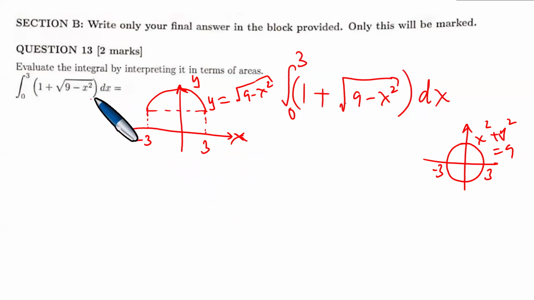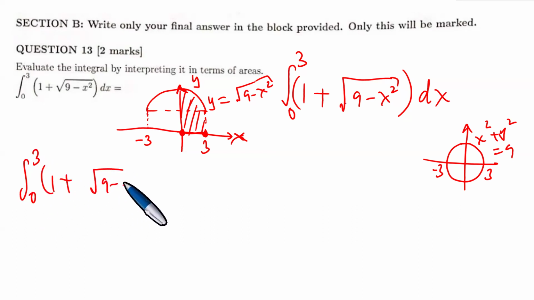But we're going to cut it. Now we're going to focus on x. x is going to be between what and what? x is going to be between 0 and 3, meaning that you're going to focus on this part. And if you focus on that part, what would the area be? That means the integral from 0 to 3 of 1 plus the square root of 9 minus x squared dx is equal to.